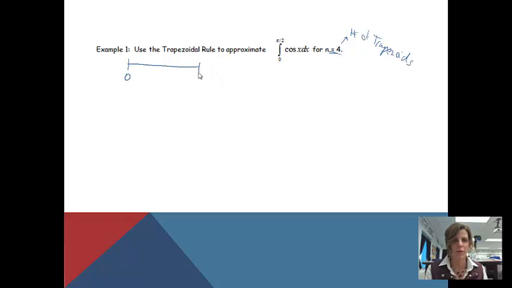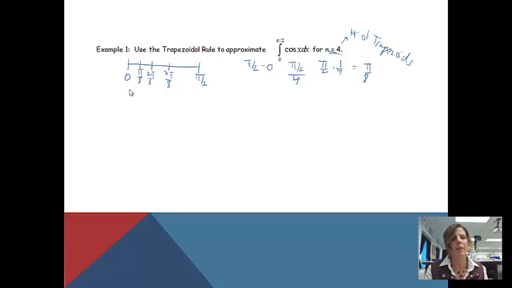This is going to go from 0 to pi over 2. And so to figure out what I need to go by, pi over 2 minus 0 is pi over 2, and I need to section it into 4 sections. So pi over 2 divided by 4 is the same thing as pi over 2 times 1/4, which is pi over 8. So I am going to go by pi over 8s. So 1 pi over 8, 2 pi over 8, 3 pi over 8, and 4 pi over 8, which is pi over 2.